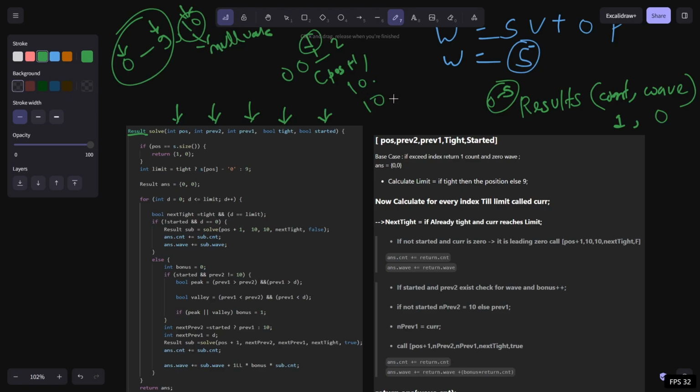So we are going to pass is-tight, and next, we are going to pass next-started as false because it hasn't started yet. It's also a leading zero. It becomes a leading zero, so we are going to pass it as false.